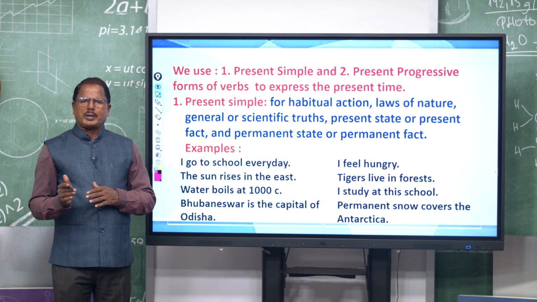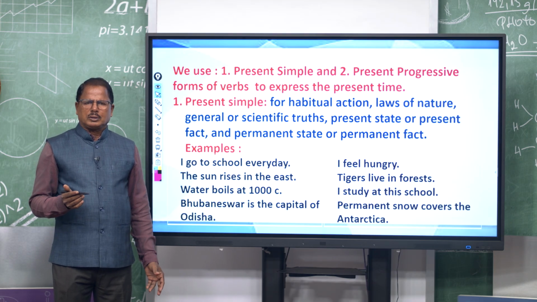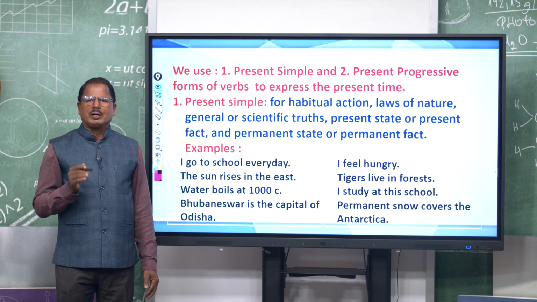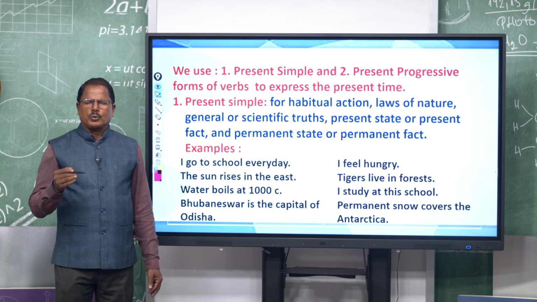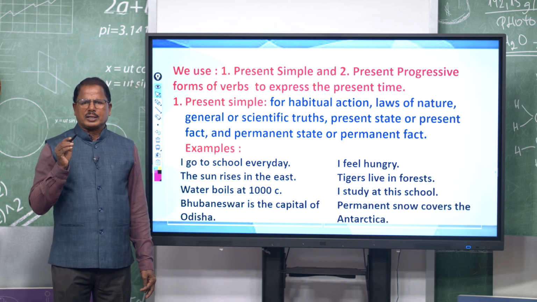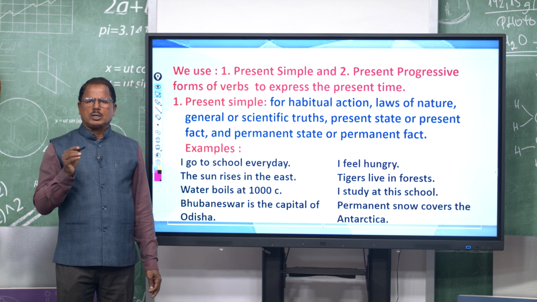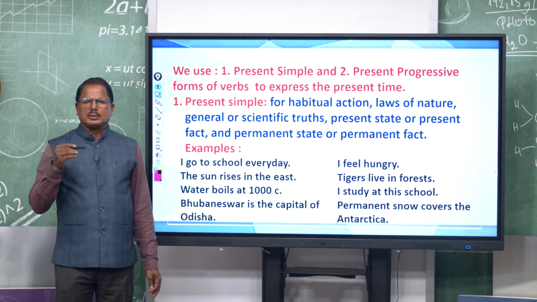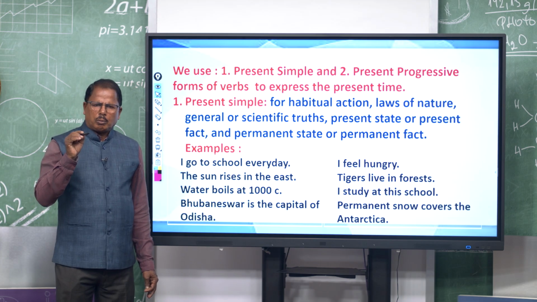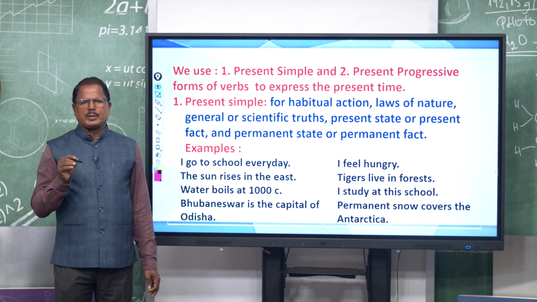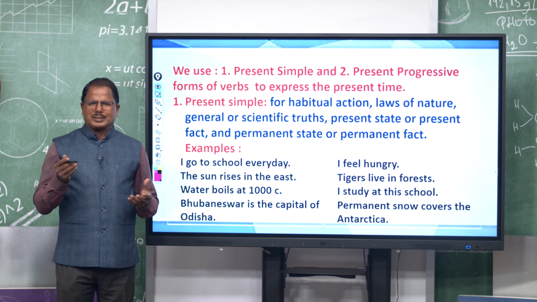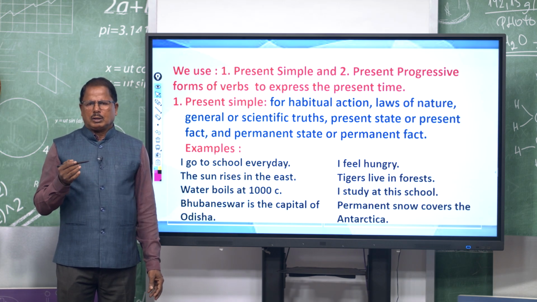So, I go to school every day, present habit. This is my habit, I go to school every day. The sun rises in the east, this is natural, we can say a universal truth. Water boils at 100 centigrade degree, right. That is also a scientific truth. Bhubaneswar is the capital of Odisha, that is also the present state. I am talking about the present state.